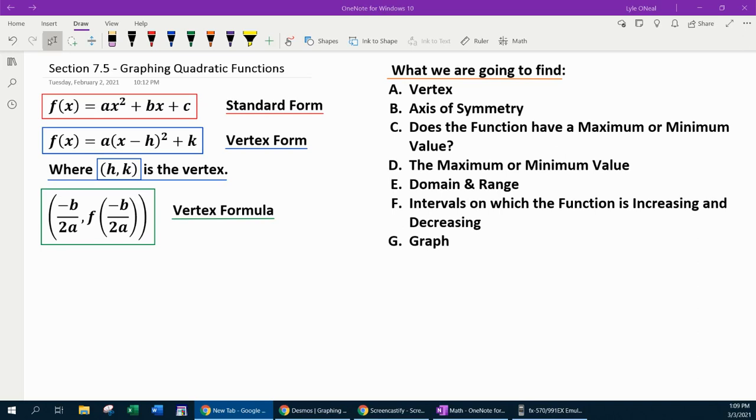Now, what are we going to find in this lesson? Well, things we're going to find are the vertex and the axis of symmetry. We're going to determine if the function has a maximum or minimum value, and we're going to find that maximum or minimum value. We are going to determine the domain and range, the intervals on which the function is increasing and decreasing, and last but not least, we will sketch the graph.